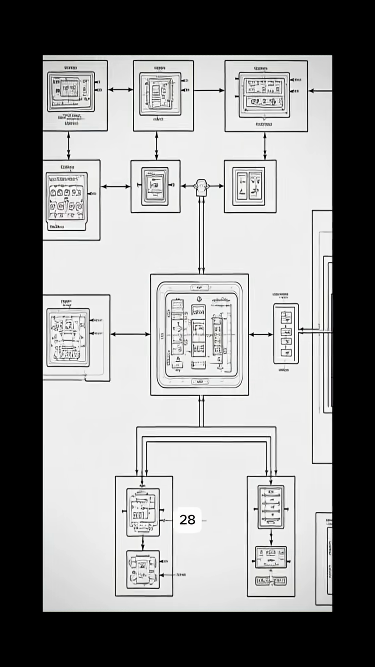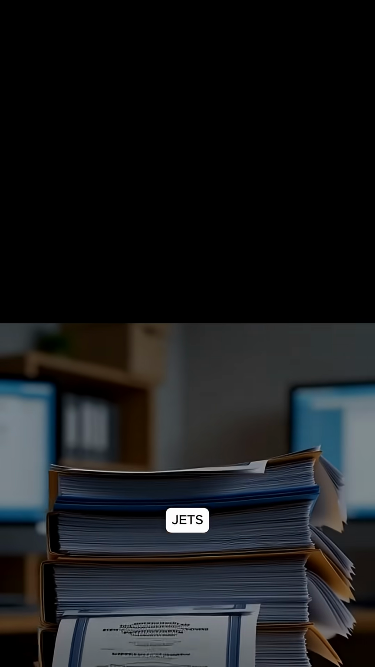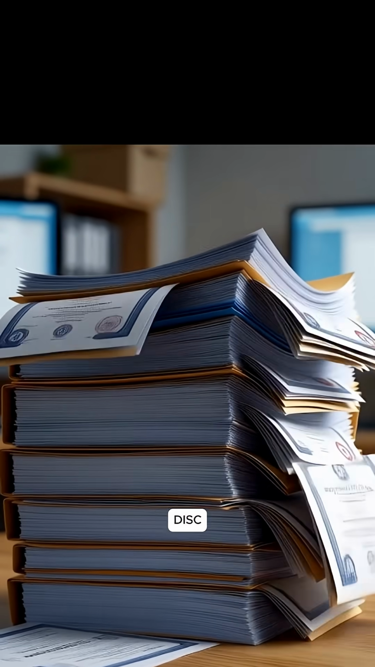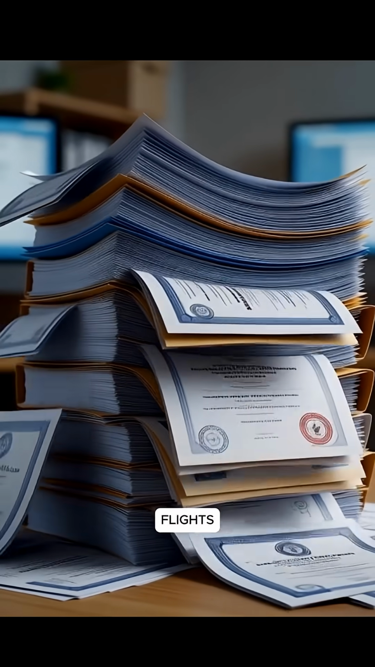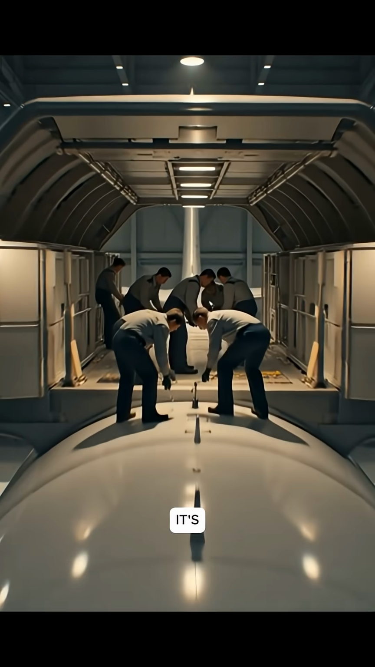So every 28 days, maintenance crews still walk onto million-dollar jets with a tiny floppy disk, carrying the data that keeps flights safe. Sometimes the oldest tech sticks around, not because it's outdated, but because it still works better than anything new.